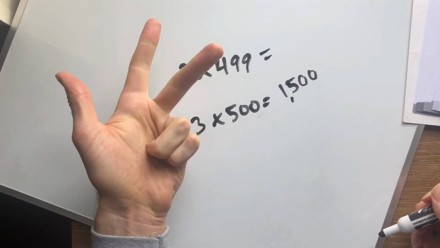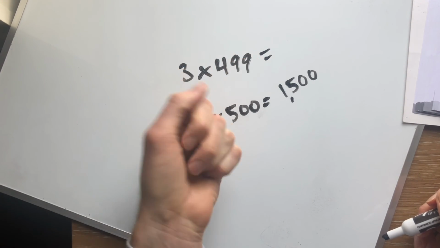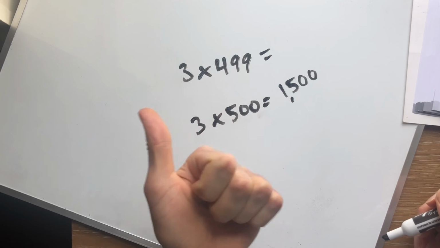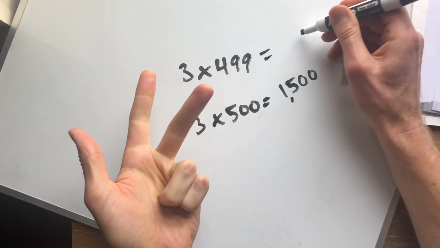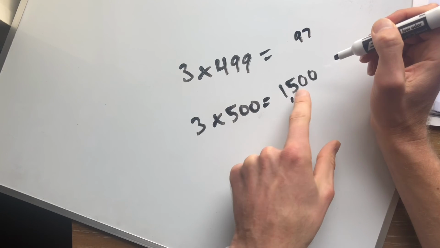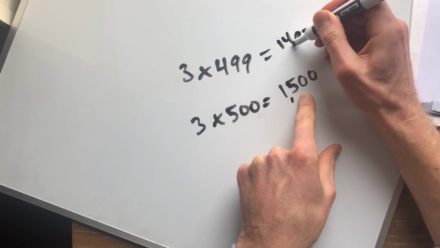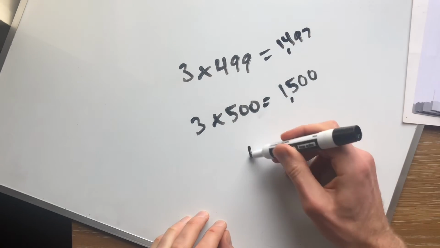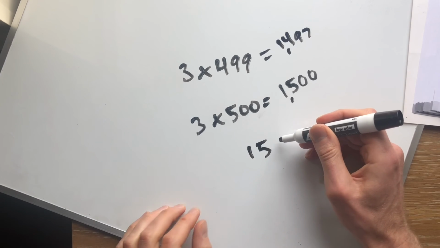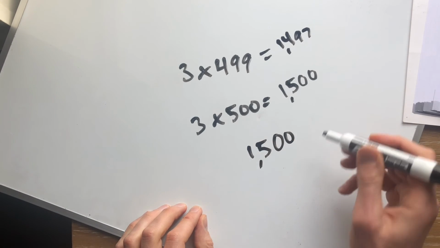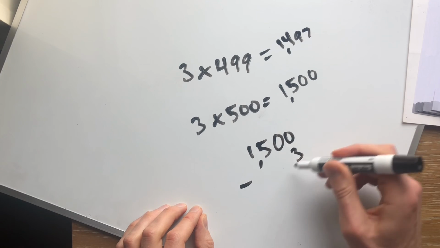99, 98, 97. It's going to be 97. Because minus 1 is 99. 2, 98, 97. So I know it's going to be 97. And it's going to be what? Not 15, but 14. And if you want to do it the long way, no problem. Just do it. 1,500 minus 3, we can do that.